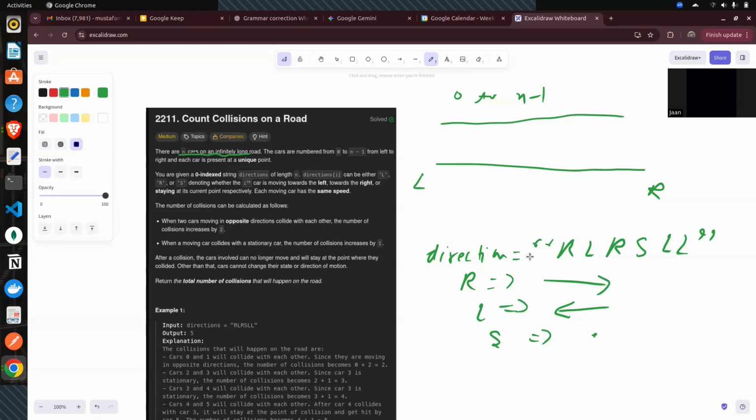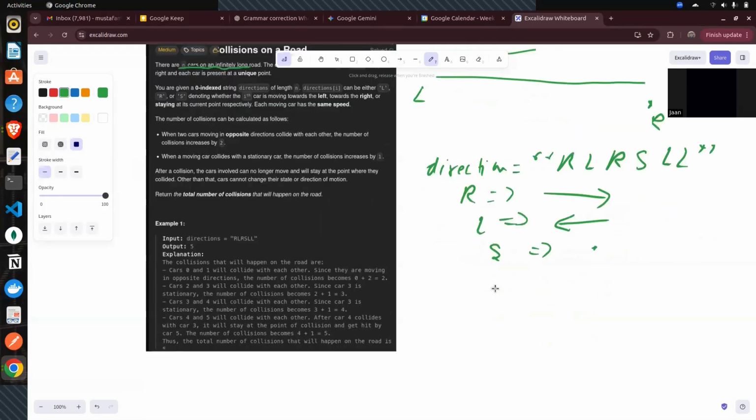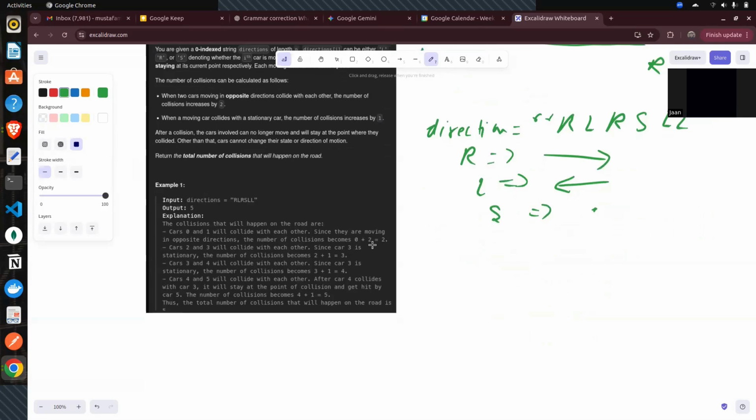So we need to count the number of collisions, that is, how many collisions are possible. If we look into the problem, then we can realize the condition for collision is that the cars should be moving in this direction and this direction.